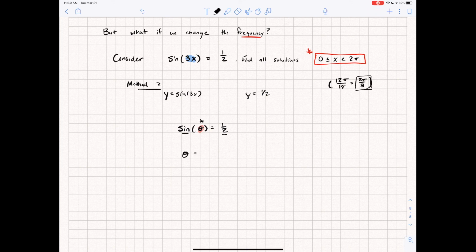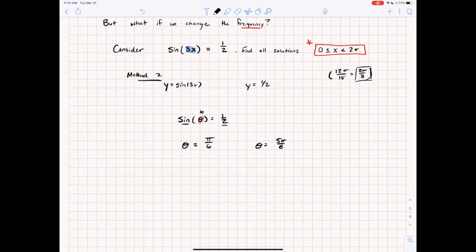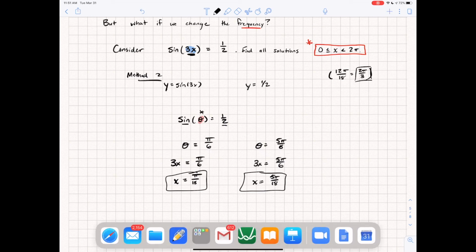Well, we know from the very first example that sine will be 1/2 specifically at pi over 6 and 5 pi over 6. So here are my 2 initial solutions. But we're not solving for theta. We're solving for x. So at this stage, I want to put in 3x. Now, if we solve for x, I get x is equal to pi over 18, and I get x is equal to 5 pi over 18. And if we go back to our graph, these are the first 2 answers and the first 2 intersections that we found.